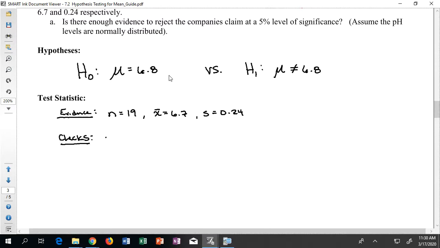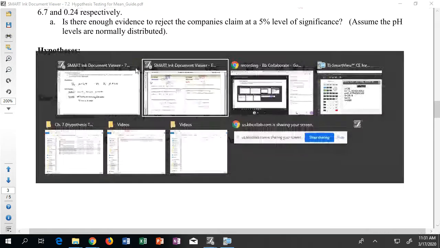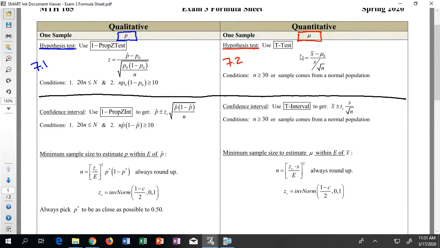And that second check is met because we know that pH levels are normally distributed. The problem gave that to us. So that means X bar has a T distribution. Again, if you forget that it's supposed to have a T distribution, that's the whole point of the formula sheet having a T on it, so that you never forget that.